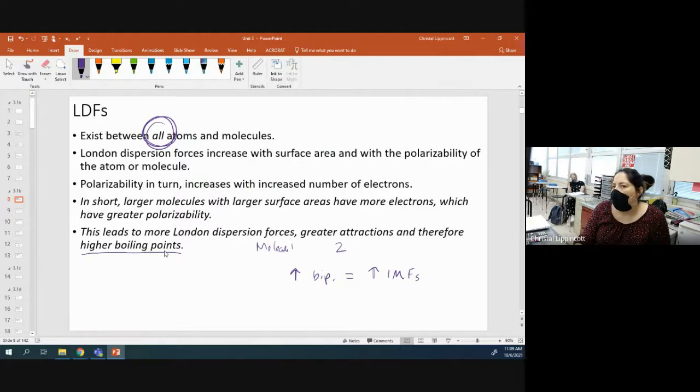So when you go from solid to liquid to gas, you are reducing IMFs. And in theory, if you have an ideal gas, which we'll talk about in section 4 of this unit, it has no IMFs.